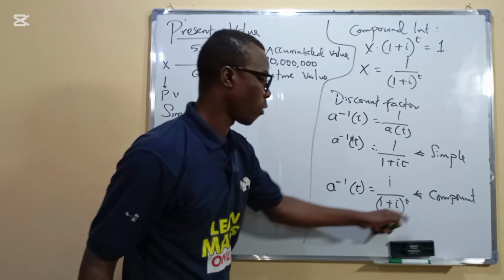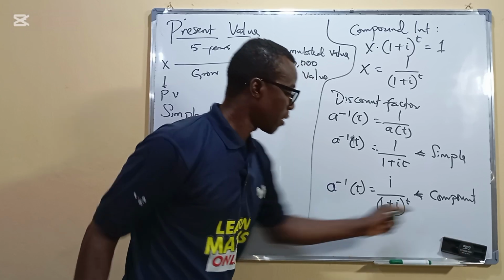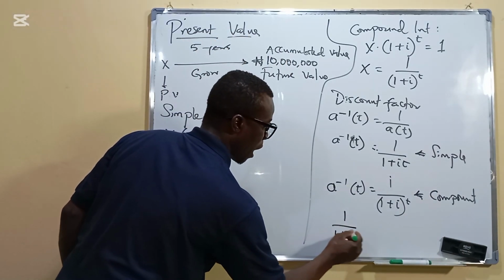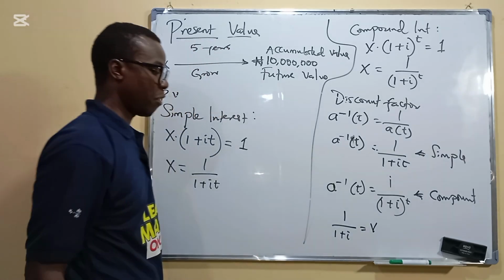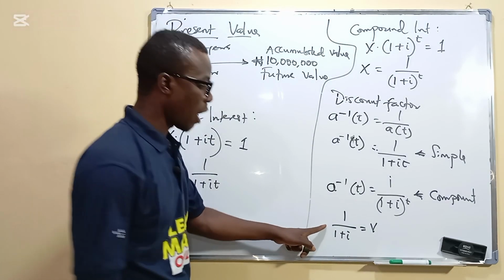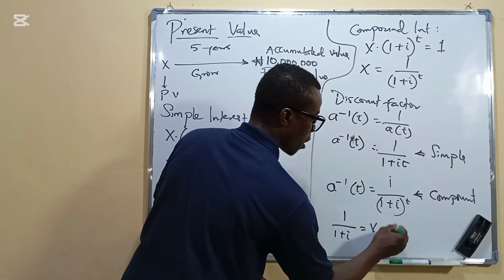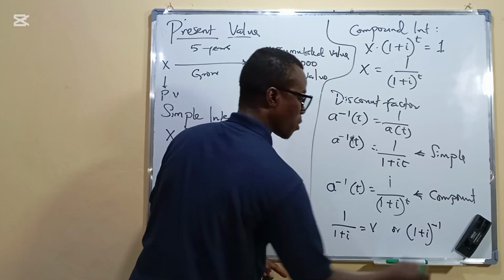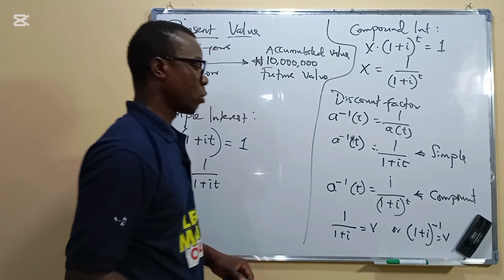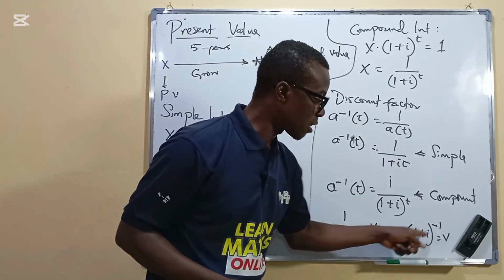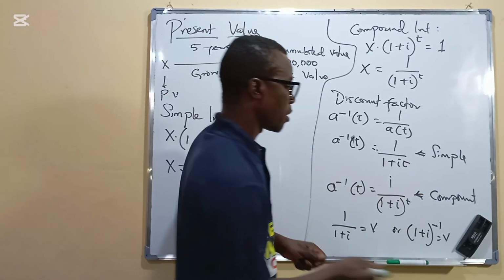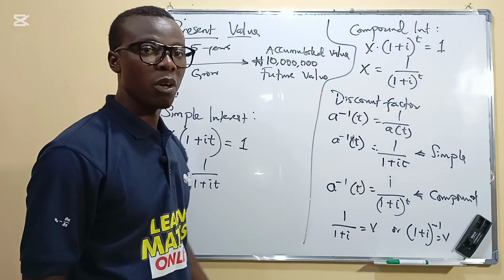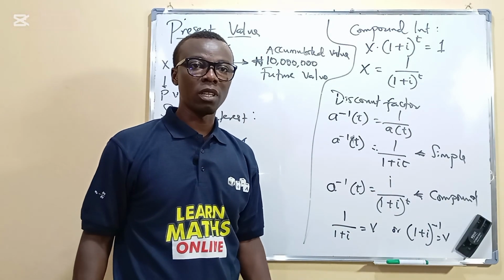Now I'm taking note of this t. And then I would like you to know that in the case of this compound, we refer to 1 plus I to be equal to V. This is what we have. 1 plus I is equal to V. It can be written this way, or it can be written as 1 plus I raised to the power minus 1, which is equal to V. So we refer to this as the discount factor for the compound interest, and then this is also the discount factor for the simple interest.